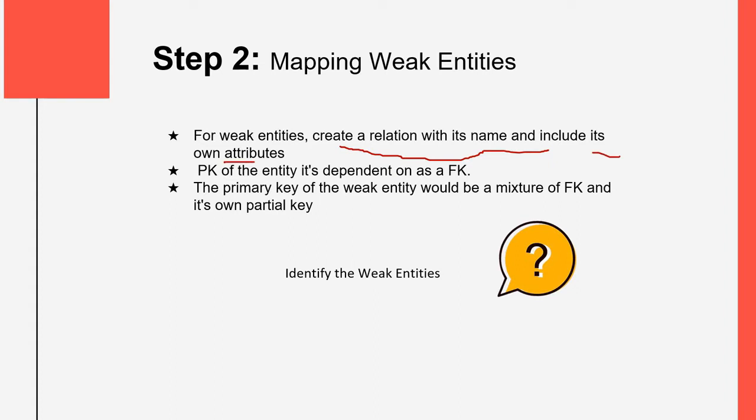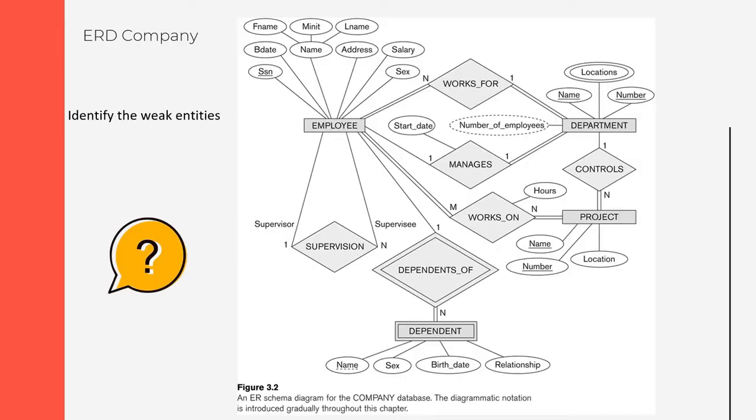Then the primary key of the entity it is dependent on becomes a foreign key, and the primary key of the weak entity would be a mixture of the foreign key and its own partial key. So let's see how we do it. Let's first identify what the weak entity is. The weak entity notation can be identified by the entity that has a double rectangle like this.